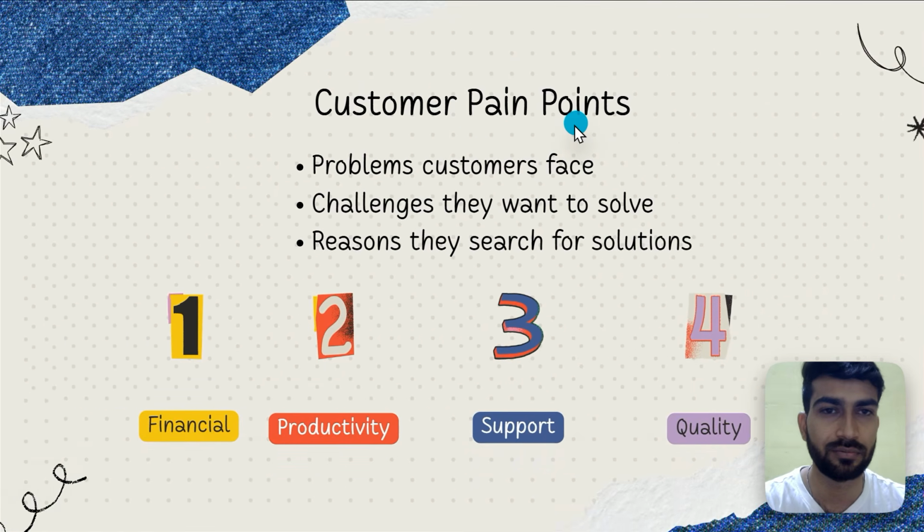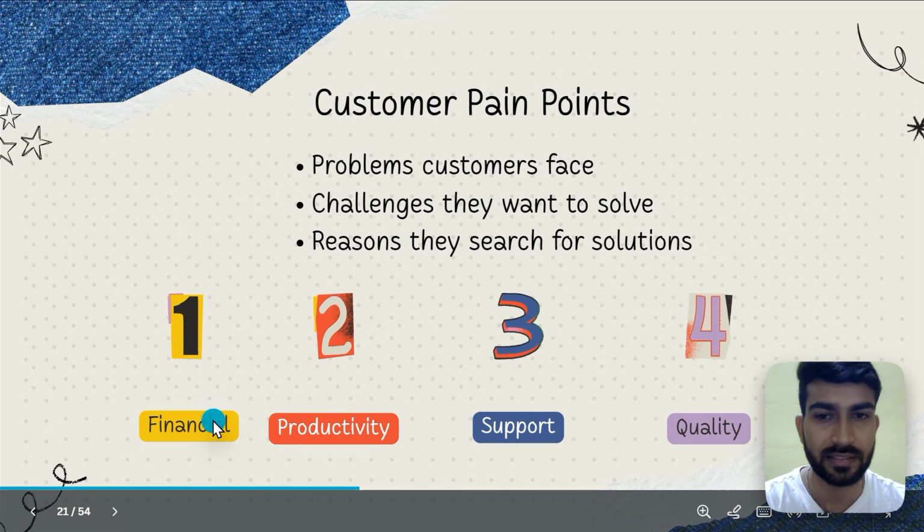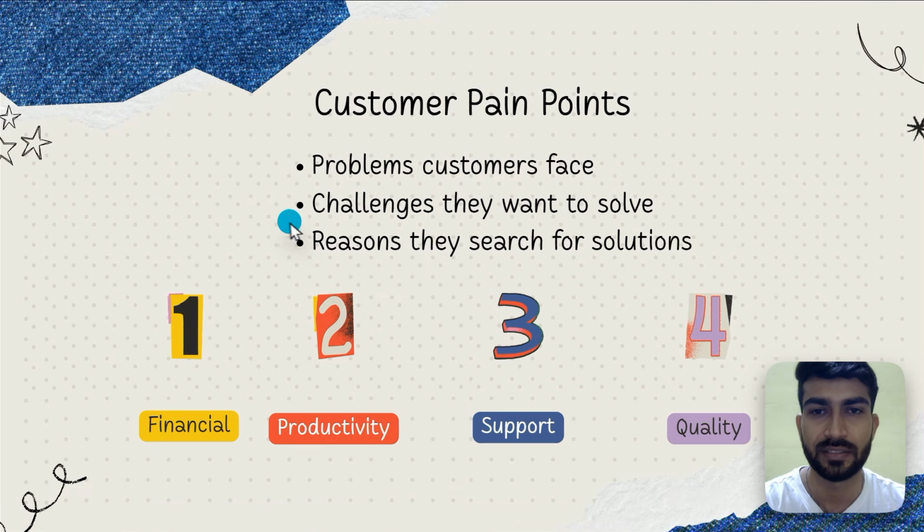Customer pain points. So this is what we were explaining on ChatGPT, right? Like financial status, productivity, support, quality. For example, problems customers face, challenges they want to solve, then the reason they search for a solution. These are the pain points. These are the actual reasons why they are purchasing your product.